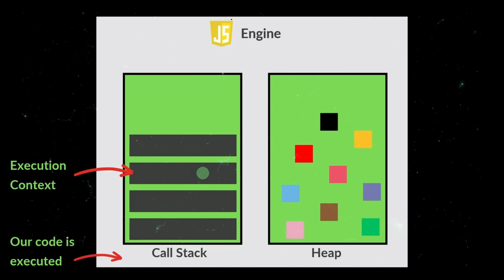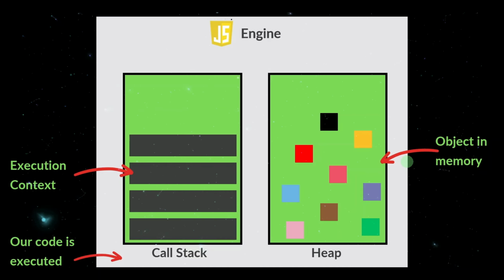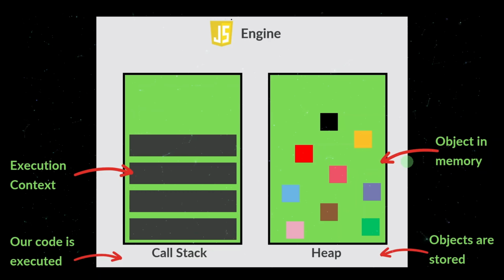Then we have heap. Inside this, we are going to have unstructured memory pool, and heap is the one where our objects are stored. So this is a simple overview. Inside JavaScript engine, we have call stack and heap. Inside call stack, our code will be executed, and inside heap, our objects will be stored.